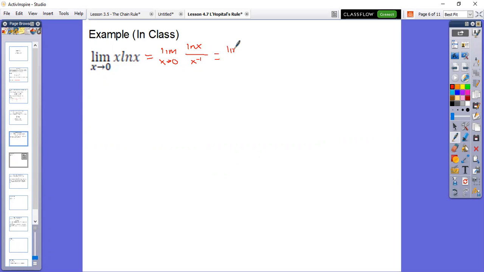So this would now be the limit as x approaches 0 of 1 over x over negative x to the negative second. Some of you might be looking at this right now and say, oh, this is just going to be negative x. In class, we're going to finish this. If you want to, try to finish this on your own and then bring it to class and we'll talk about it together. So those are our first two cases of indeterminate forms.